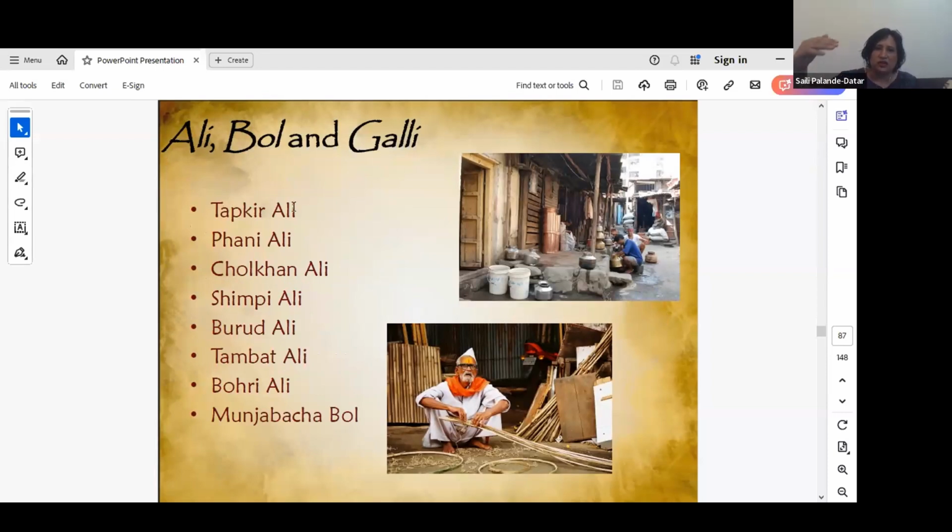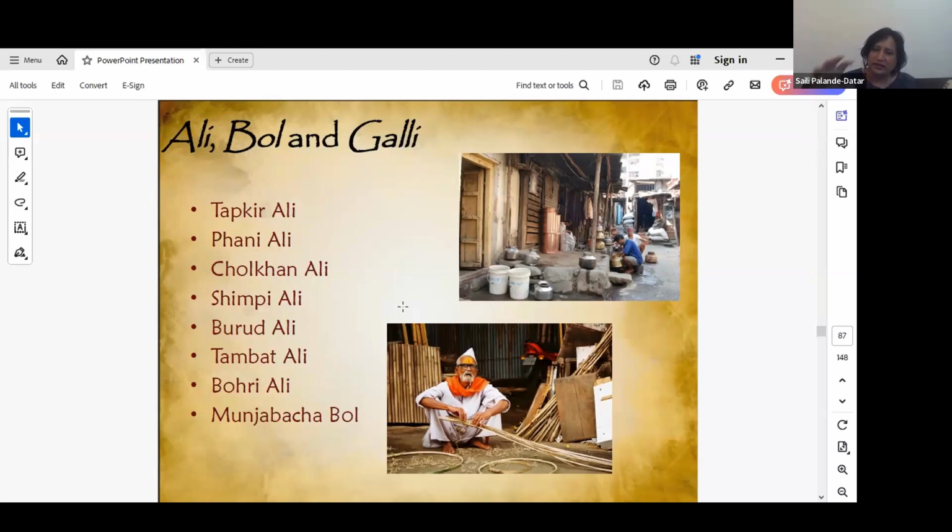These pates essentially consist of various lanes, which are called aris, gullies, boles. They are designated to certain livelihood and occupational groups, and these are caste based groups. Like we have Tapkir Gully, we have Fani Gully, which is the comb related street. We have Cholkhan Ali, which would sell blouses. We have Shimpi Ali, which is the tailor street. Burud Ali is a bamboo street. Tambat Ali is a coppersmith street, and so on.